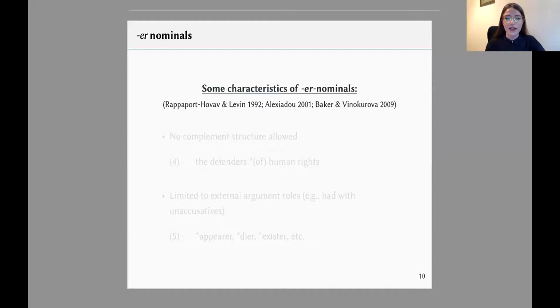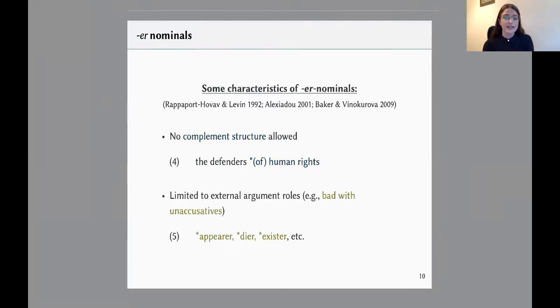But there have been some core characteristics that differentiate them. Particularly, this has come out from the work on the ER nominal type. For example, in this type of nominalization, it's been shown that no complement structure is allowed. So in four, we can have the defenders of human rights, as long as we have the of present, but an accusative object is not licensed directly. And secondly, it's been shown that this type of nominal is limited to external argument roles. So it's bad, for example, with unaccusatives, making ER nominals like appearer or dire not well-formed nominalizations in English.